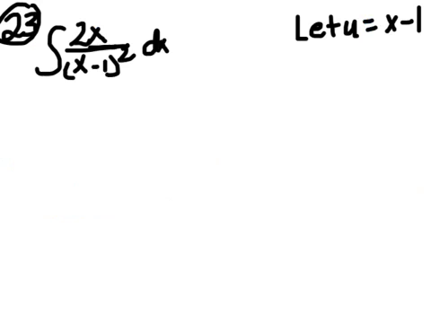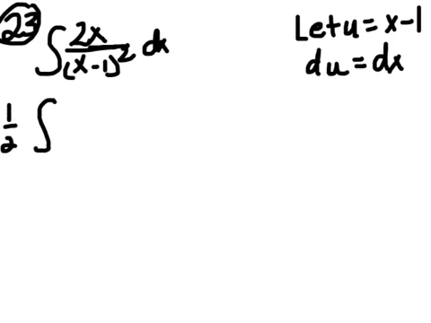So we're going to let u equal x minus 1. I forgot to hit record. Du would just be 1 dx, wouldn't it? Because the derivative of x is 1. So we look at this, and if I rewrite it that way, I have a half. Wait, what am I doing the half for? I don't need to do that yet.